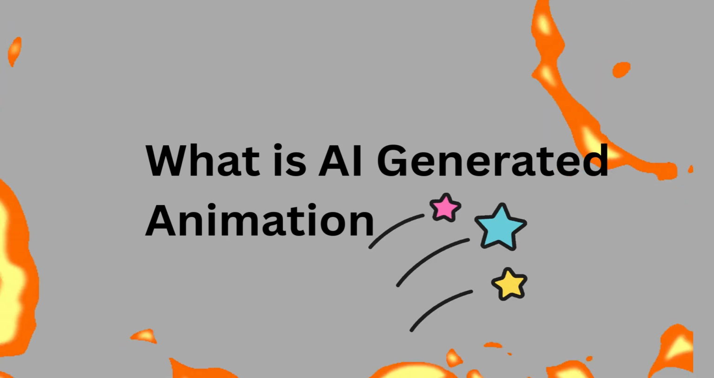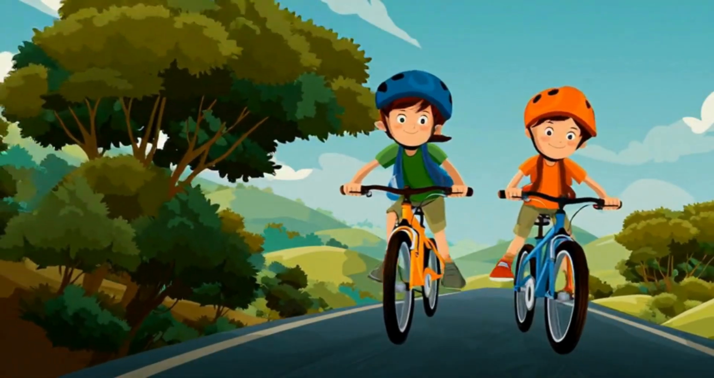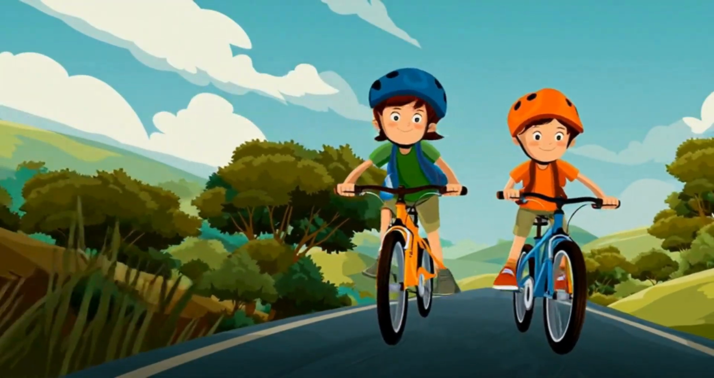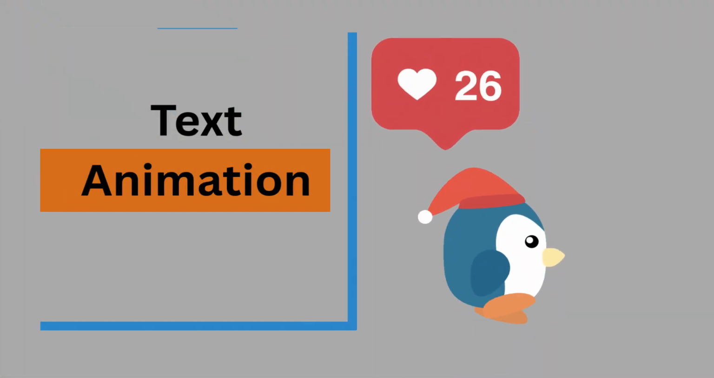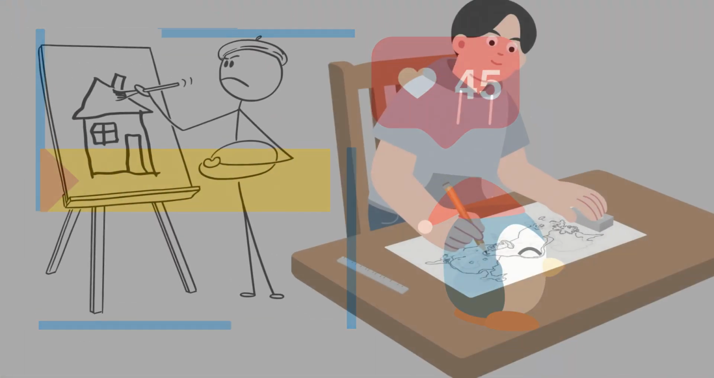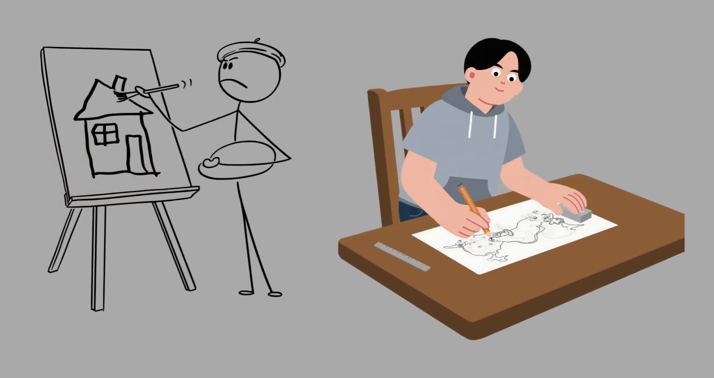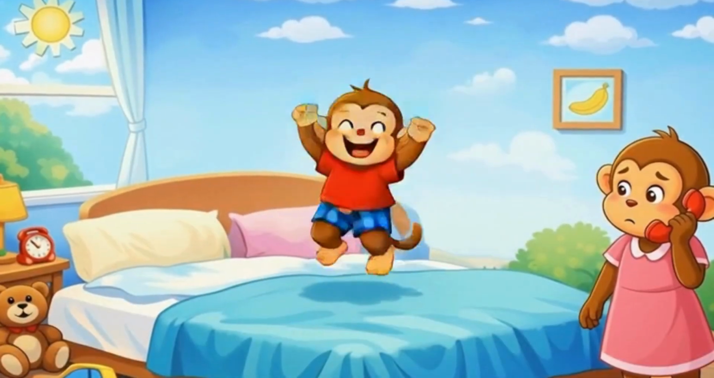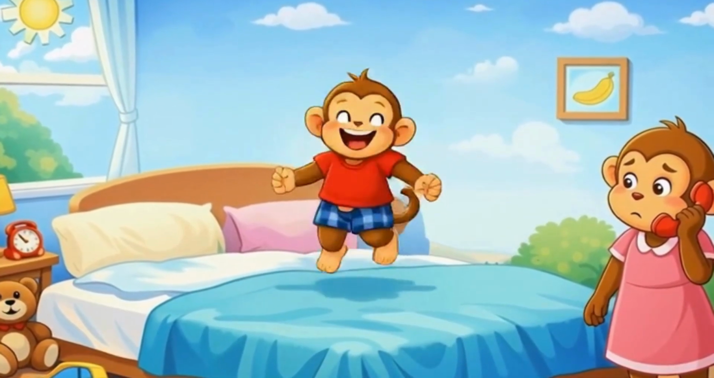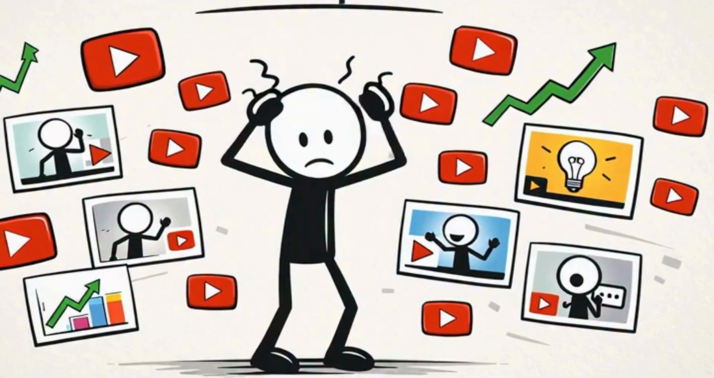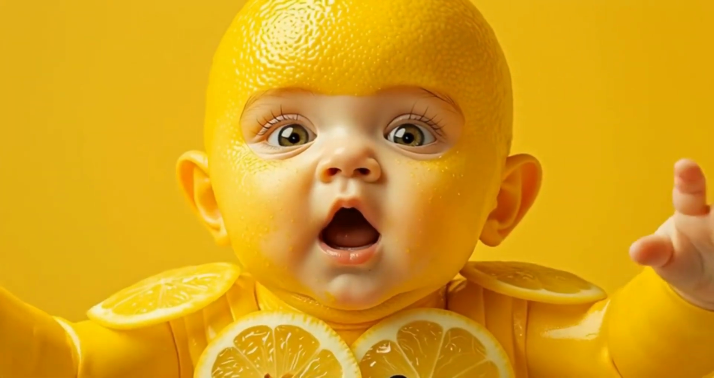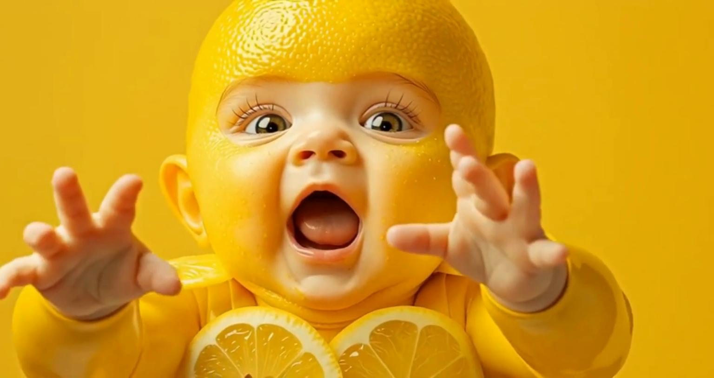What is AI-generated animation? AI-generated animation means using artificial intelligence to turn text, images, or ideas into animated videos. Instead of drawing frame by frame, you simply write what you want, and AI creates motion, effects, and scenes for you. Think of it like this. Your idea plus AI power equals animation.